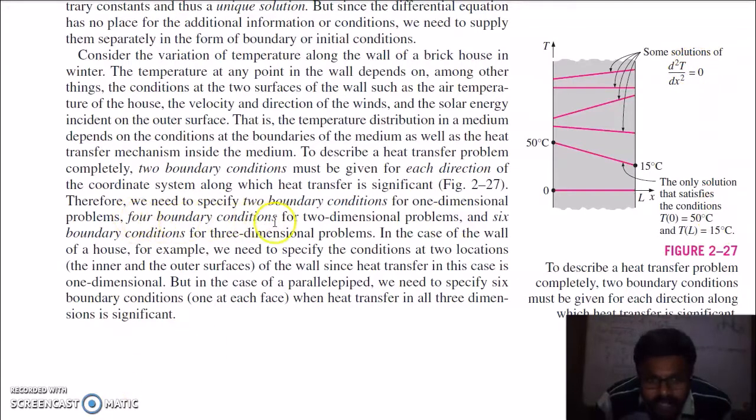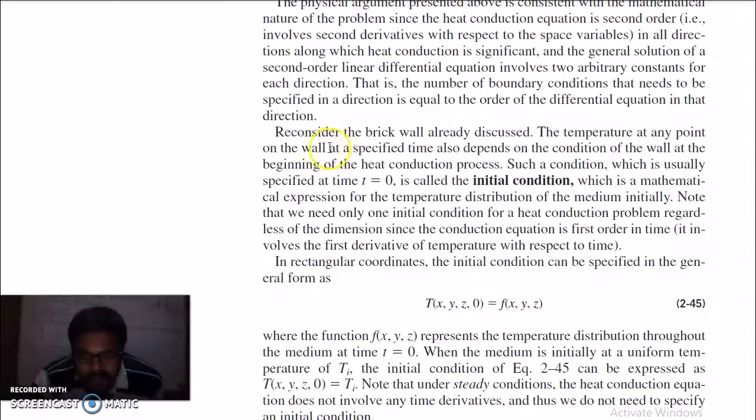We need 4 boundary conditions for 2-dimensional problems and 6 boundary conditions for 3-dimensional problems. If you consider the wall, the temperature at any point on the wall at a specified time also depends on the condition of the wall at the beginning of the heat conduction process. Such a condition, which is usually specified at time t equal to 0, is called the initial condition, which is the mathematical expression for the temperature distribution of the medium initially.